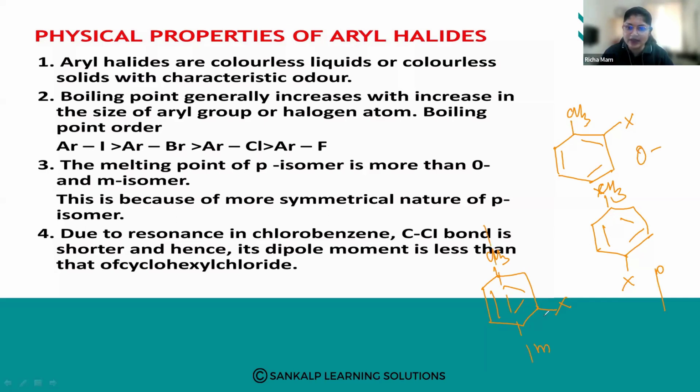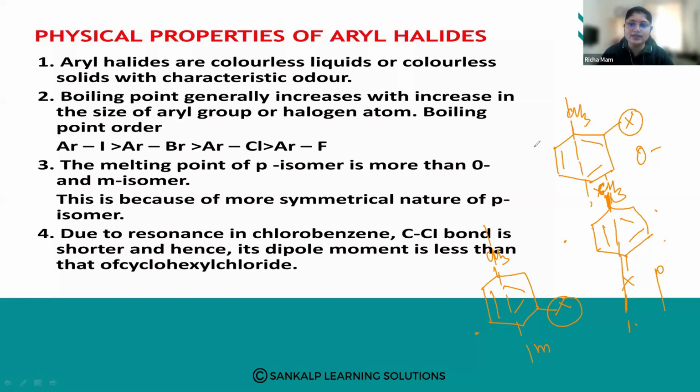When you see the symmetry, here one atom is present on one side, so there is no symmetry present. But when you see the para, the number of atoms on either side is the same. If you put a plane of symmetry here, it is symmetric in nature. So the para isomer is symmetric in nature as compared to ortho and meta.